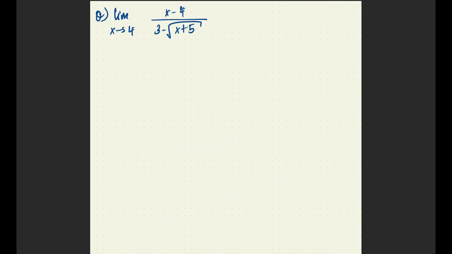So here we have the limit as x approaches 4 of (x minus 4) divided by (3 minus the square root of x plus 5). First things first, we should always try to plug in. This gives us 4 minus 4 divided by 3 minus the square root of (4 plus 5), which is 9. The square root of 9 is 3. So this gives us 0 over 0, which is indeterminate.